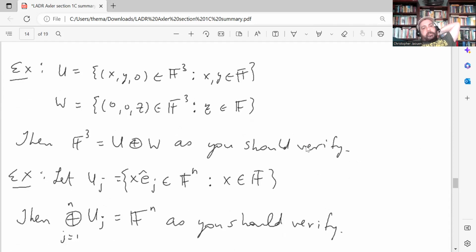So if U is this subspace here, the set of three tuples where the third component is 0, and W is the subspace where the first and second components are 0, then F3 itself is a direct sum of U and W, which he says we should verify. So I didn't actually do that on the Jamboard here, but I'll do it on the whiteboard just because it's easy to show. Let me bring up the whiteboard here.